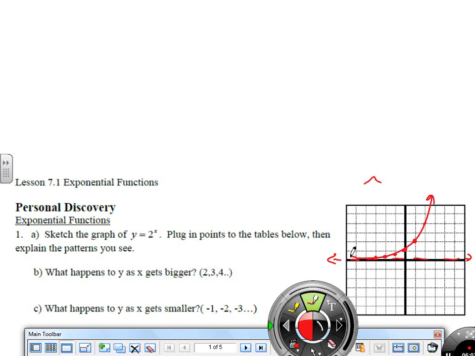So you're getting this curve. It looks like this, where on this end it's growing drastically, and on this other end it's getting closer and closer to becoming 0, but not actually reaching it. Okay?